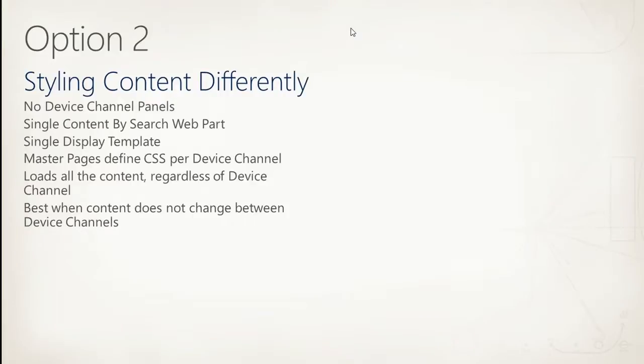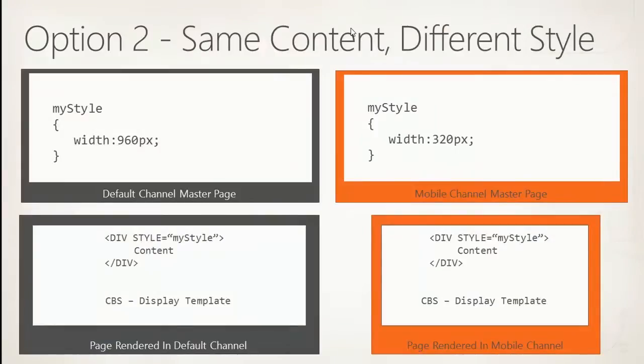This option would be using no device channel panels, a single content by search web part on the page, or more, if you have more than one region you want to use content by search for, as well as a single display template instead of multiple content by search web parts, each with their own display template. In this scenario, I'm going to use my master page to drive the CSS that my device channels use, and then they're rendered. It looks like this if you break it down from a visual perspective.